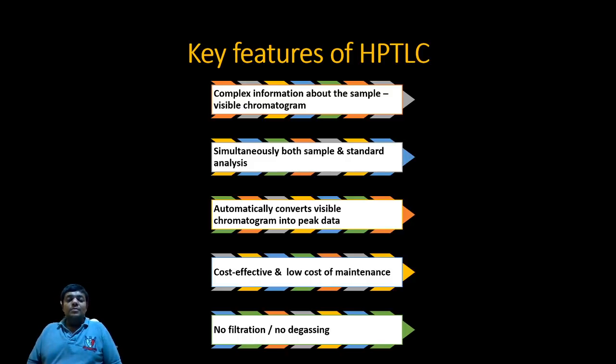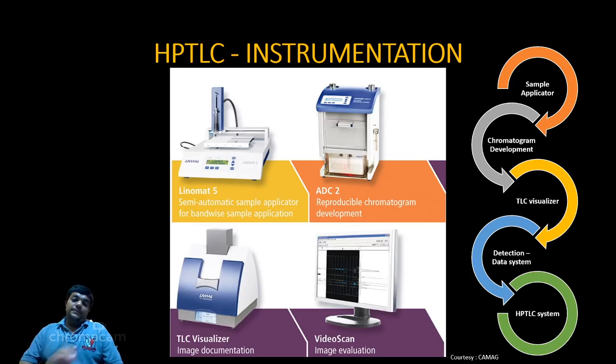It is cost effective, has low cost of maintenance, and no filtration and no degassing of the mobile phase is needed. So these are some of the key features which really make HPTLC high performance thin layer chromatography. HPTLC instrumentation is a system of several different instruments. There can be 7, 8, 9 components, but I am going to focus on 4 important components of HPTLC instrumentation.